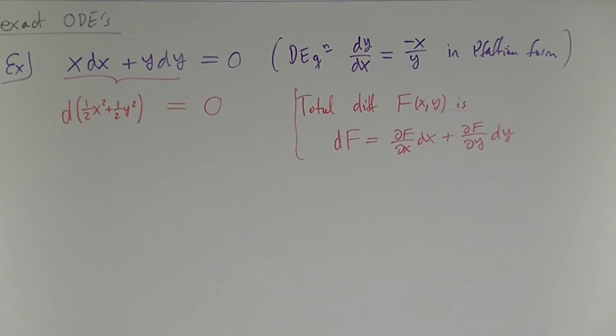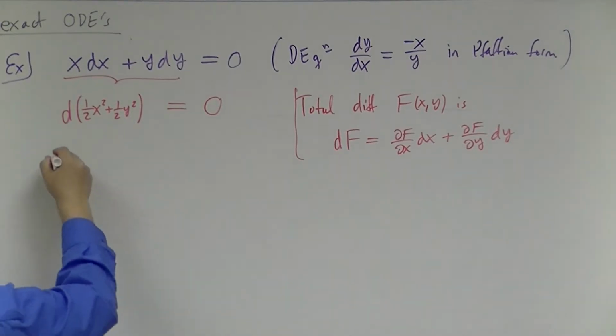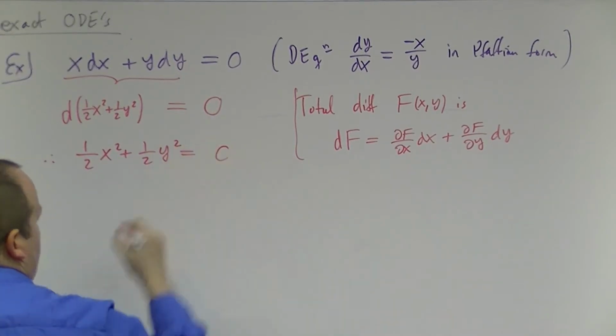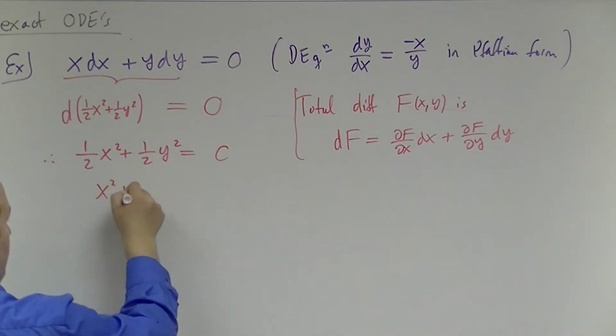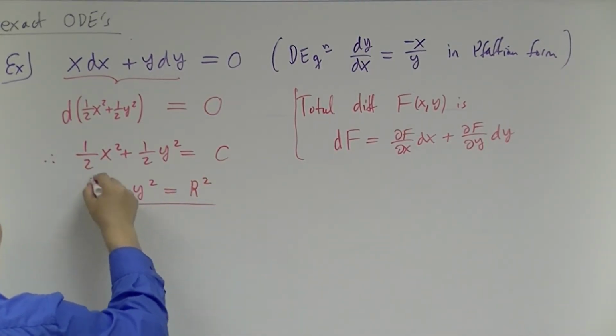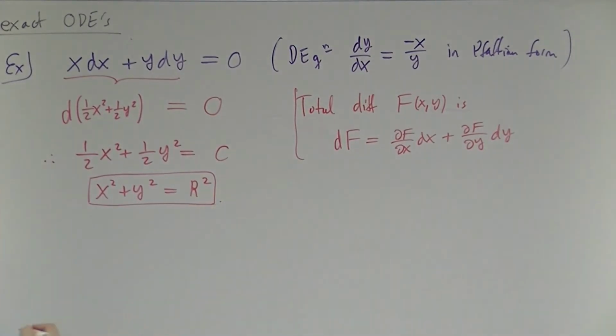How do you have the total differential of something equal to 0 for all x and y? The thing in parentheses must be a constant, right? So therefore, 1/2 x squared plus 1/2 y squared equals a constant. And then of course we're back to x squared plus y squared equals r squared, because I prefer to label my constant in a somewhat suggestive fashion. As you can see, this is the first example we did today. Personally, I find this viewpoint easier than separation of variables when you can see it.